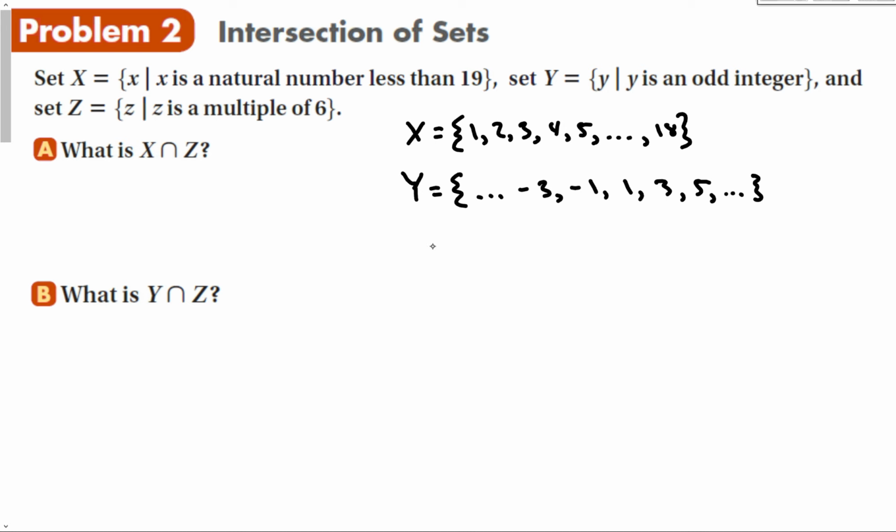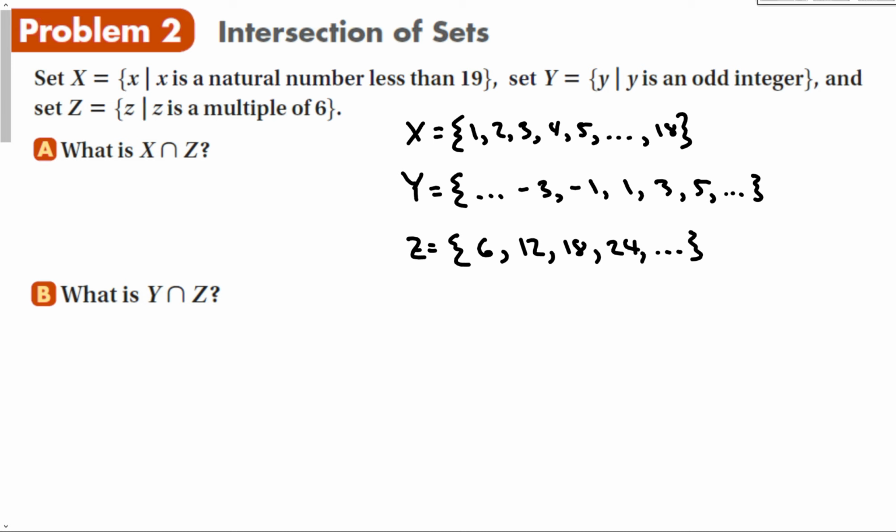And set Z is z such that z is a multiple of 6. Multiples of 6 are 6 times 1, 6 times 2, 6 times 3. So we're going to have 6, 12, 18, 24, and we can keep this going in this pattern.